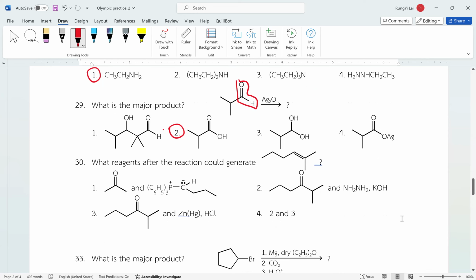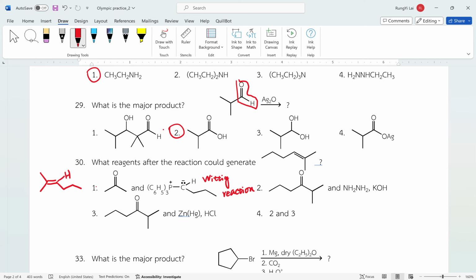So next one is what reagent after the reaction will generate this alkene product. Okay, so we can go through one by one. The first one is the Wittig reaction. If you do this, your product will become this one, because this carbon will connect to this carbon to form the alkene, which is the final product. You see the same. Also, this one can generate it, so this one is correct.